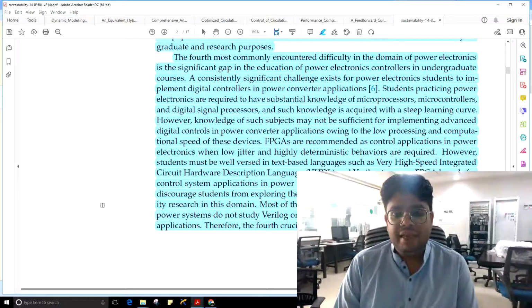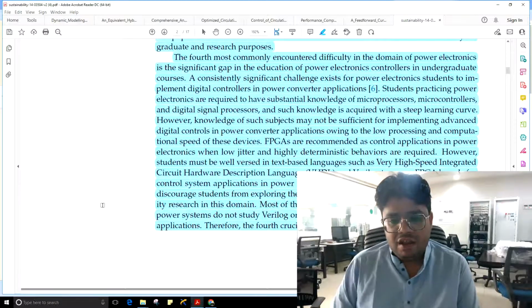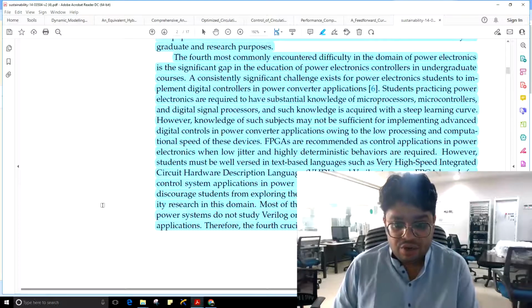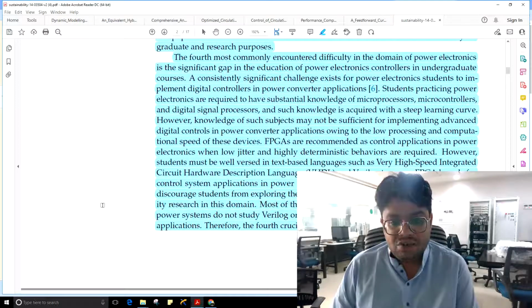So sometimes when they move towards advanced power converters where the number of switches is very high, as in the case of the modular multilevel converter, which is recently used for HVDC applications, where the number of submodules may be in the 50s, 100s, and switches are more than 200, 300, the simple microcontrollers and microprocessors cannot handle this much complexity of switching.